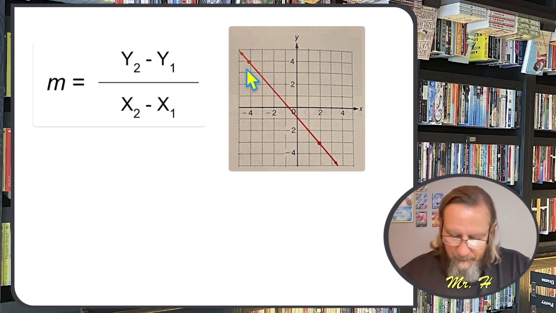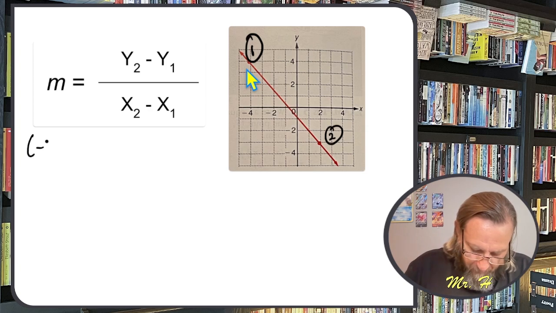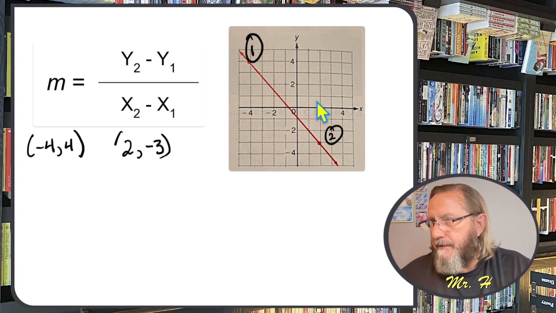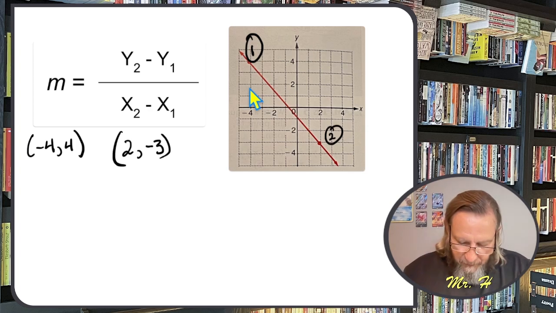We're going to label this point up here point number 1, and this one down here as point number 2. So the coordinates of point number 1 are -4, 4, and the coordinates of point number 2 are 2, -3. And I'm simply getting that from the graph here. I'm just looking at the values, okay? So, plugging those into my formula.